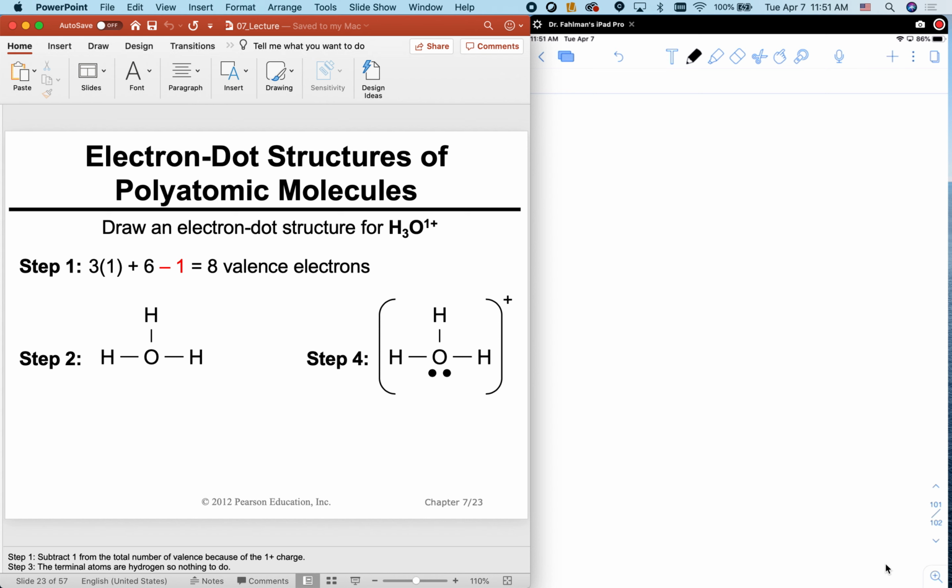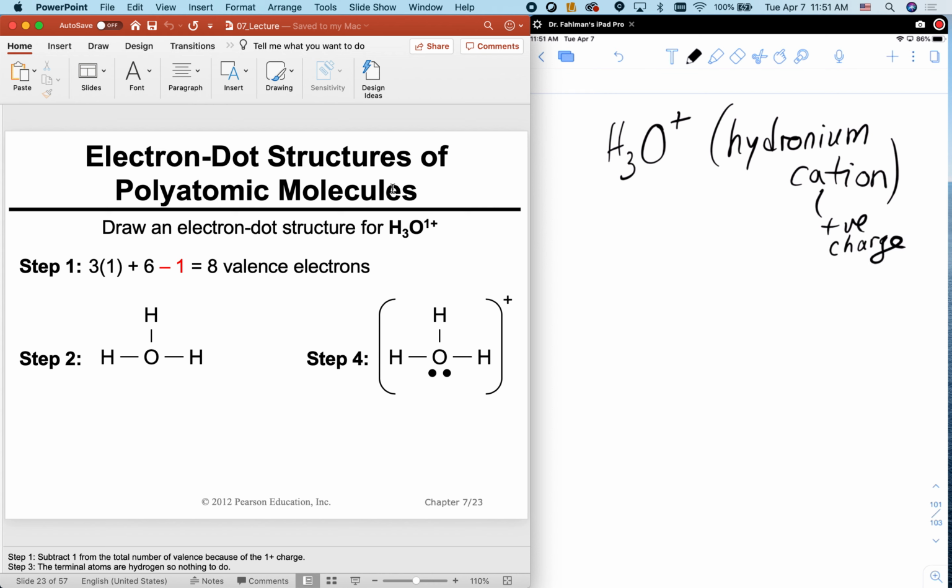And so this is one that we didn't look at any examples of on Tuesday, a structure with a positive charge. And so this is how you would handle hydronium ions. So H3O plus is known as the hydronium cation because it's a positive charge.